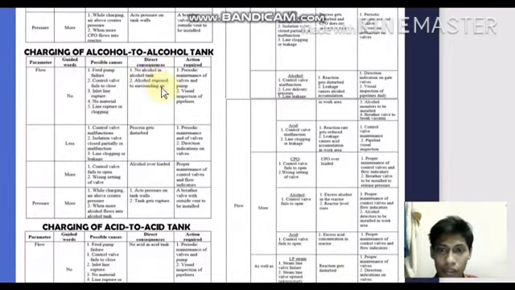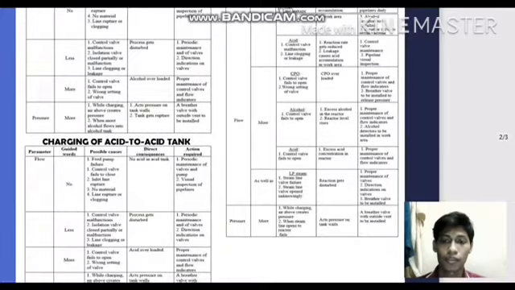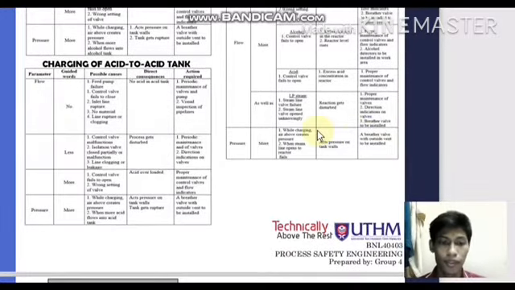Next we go for charging of acid to acid tank. Basically the HAZOP study for charging of acid to acid tank is also almost the same as charging of alcohol to alcohol tank and charging of crude palm oil to reactor. So we skip charging of acid to acid tank.